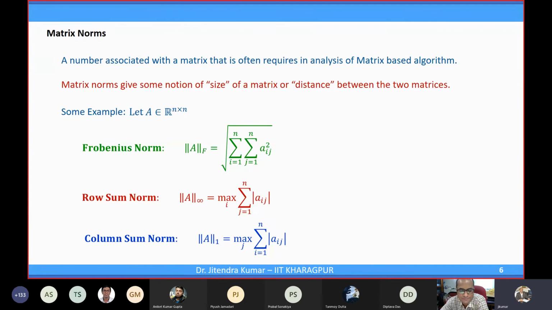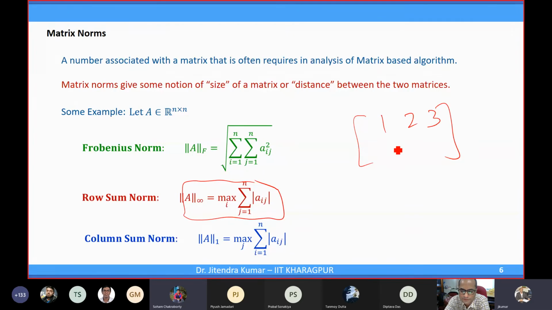Sir, I didn't understand the maximum thing. What is the thing that we are taking the maximum of here? We are doing a summation, right? In this row sum? Can you explain by drawing the matrix? Yeah, we will come with the example also.